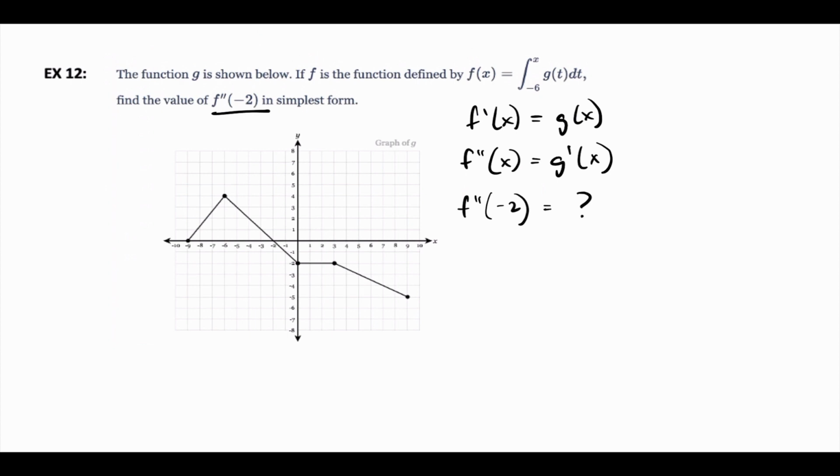Either one of these will give me the right answer, so whichever one you want to solve. f double prime of negative 2 or g prime of negative 2. They're both asking the same question. So pick one that's easier. What is that question asking?